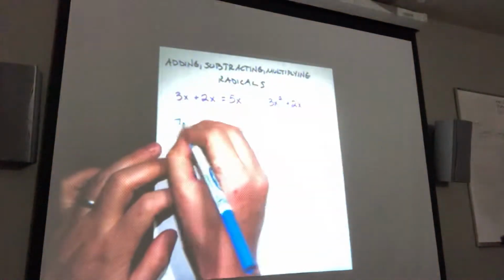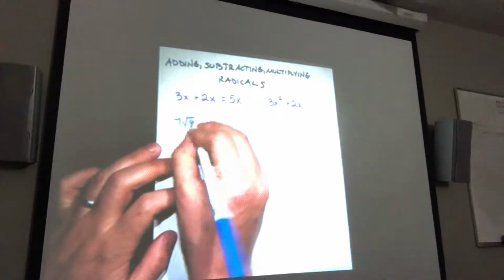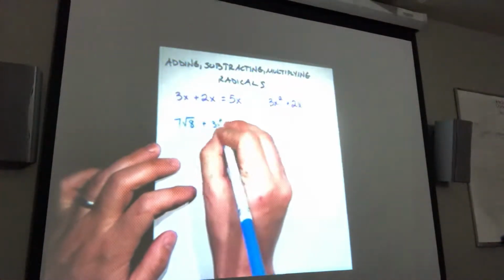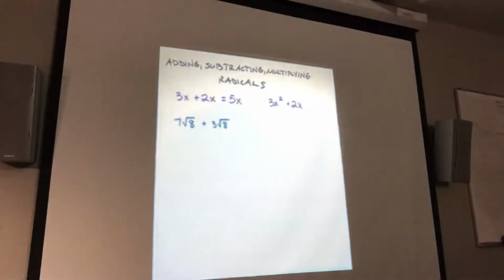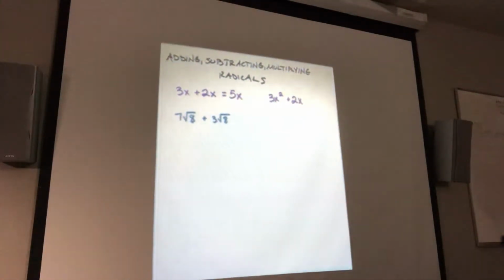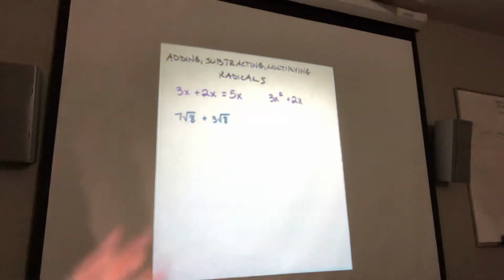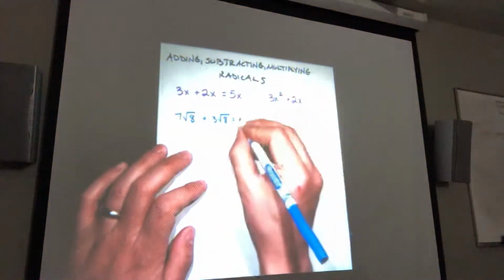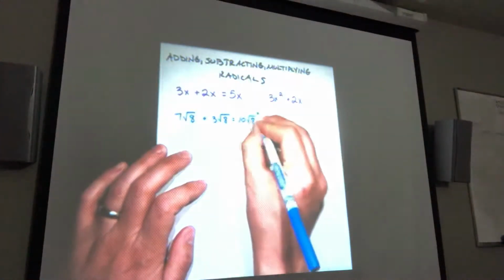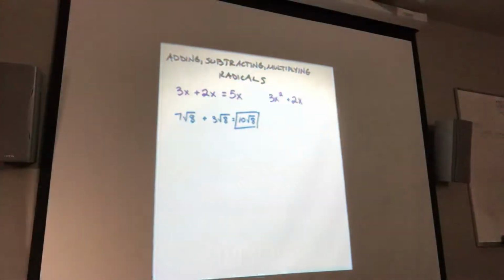If I were to give you two radicals, like 7 root 8 plus 3 root 8, I am allowed to add those two things together because they have the same radical. They're both root 8. Just like when I added my variables, the x did not change. I had 3x, I had 2x, my final answer also had x. My final answer wasn't anything weird like x squared. I just left it as x. Same thing here. 7 root 8 plus 3 root 8 is going to be 10 root 8.